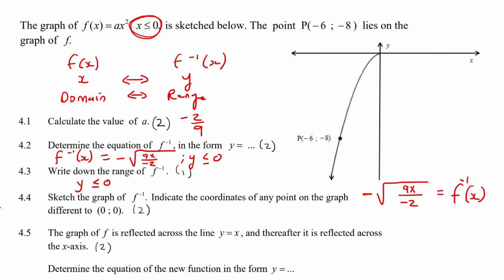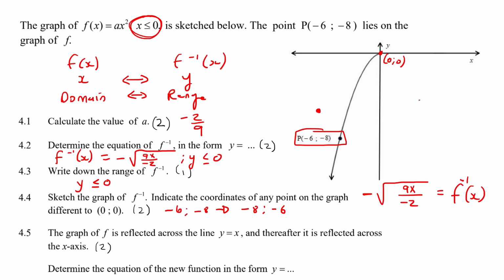So for this next question, for 2 marks, it says sketch the graph of the inverse. That's easy because we know that with inverses, the x's and the y's change. So we can use this point over here, and this point, which is (0, 0), and just switch the coordinates around. So (-6, -8) will now become (-8, -6), so maybe over there. And (0, 0) would still stay over there.